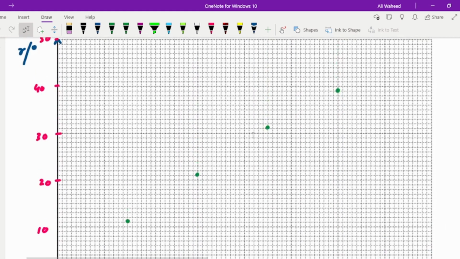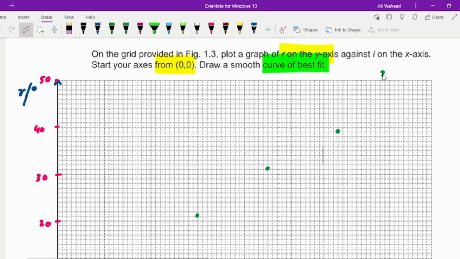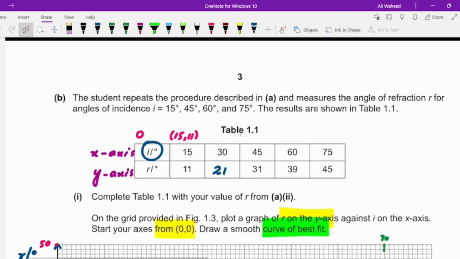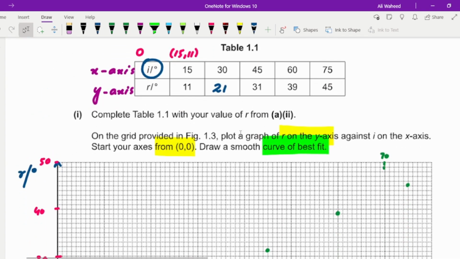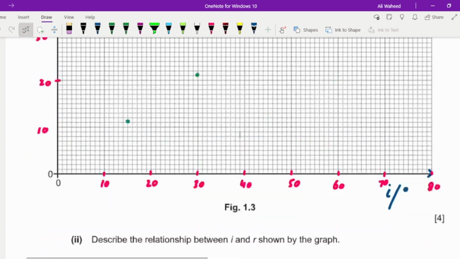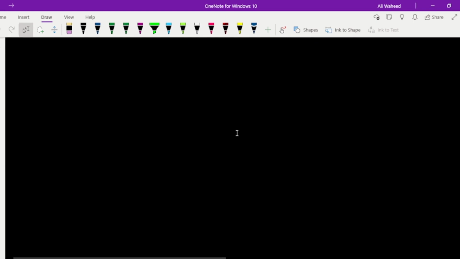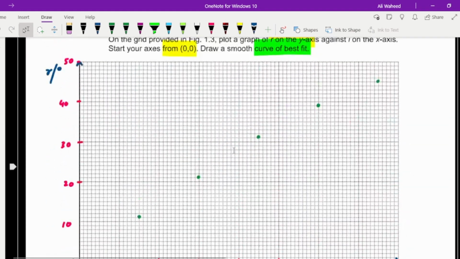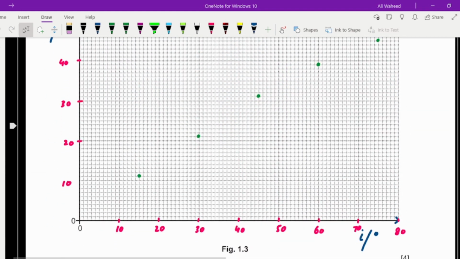75 is in the middle of 70 and 80. So this line was 70. 1, 2, 3, 4, 5. 70 against 45. 1, 2, 3, 4, 5. 75 against 45 would be here. So this is the situation that we have so far. This is what the points look like once they are plotted on the graph.